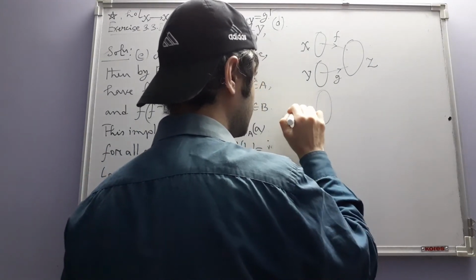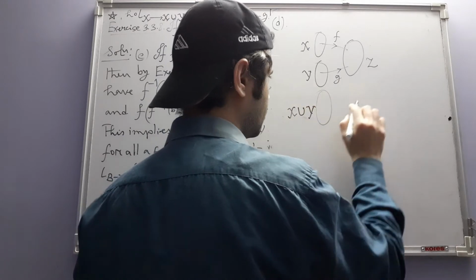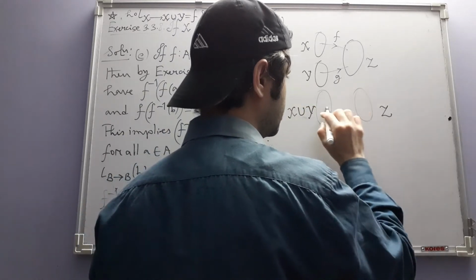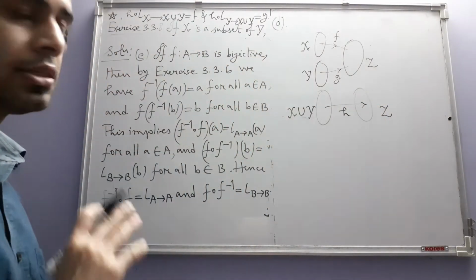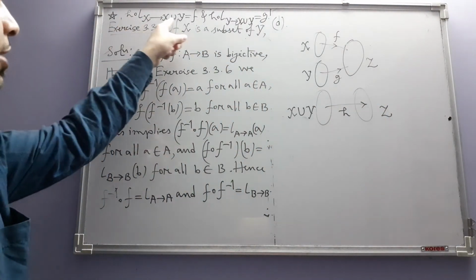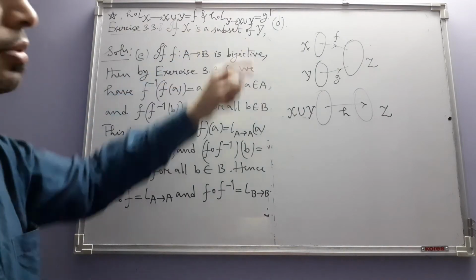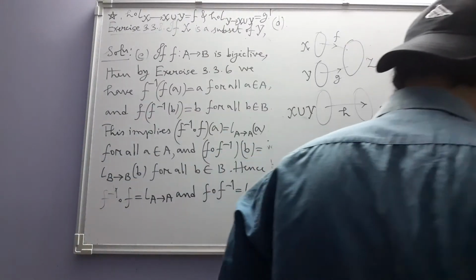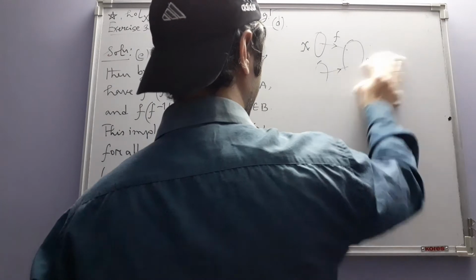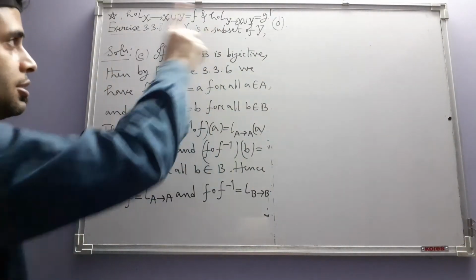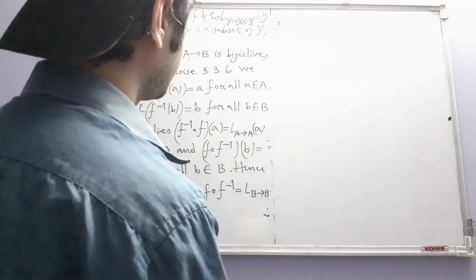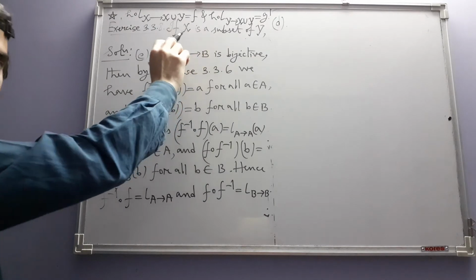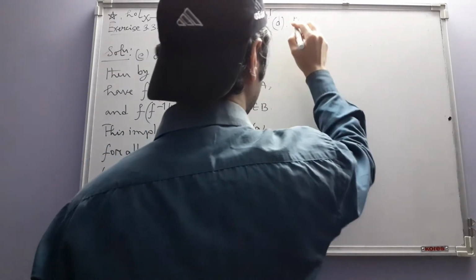h from x union y into z. And what is the property of h? H has to satisfy these equations. Okay, so let us start. And h is the only function, the unique such function that satisfies these equations. That uniqueness also we have to prove. So let us first of all show that there exists at least one such function, h. Okay.